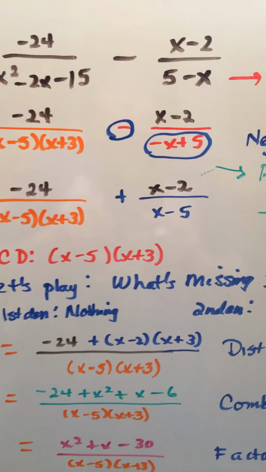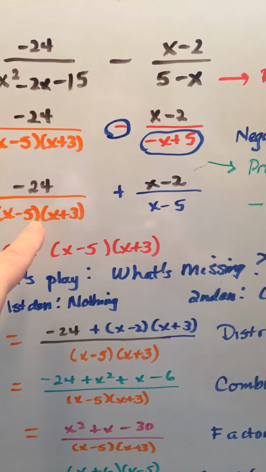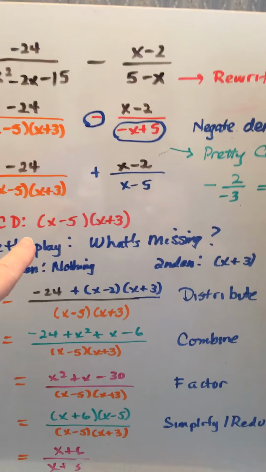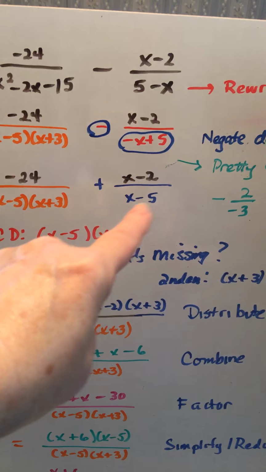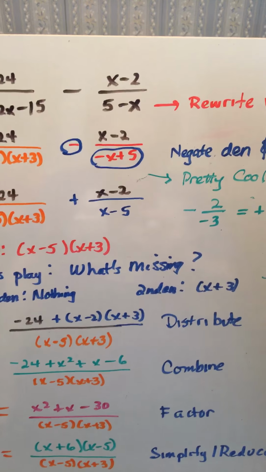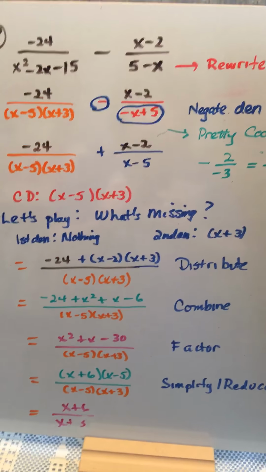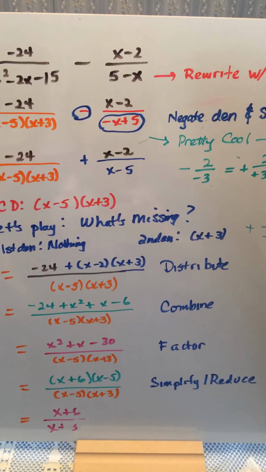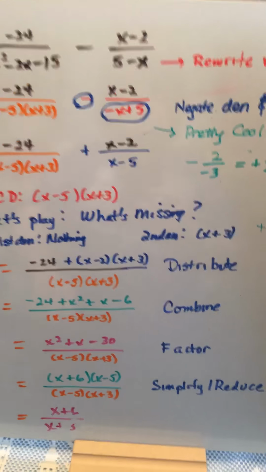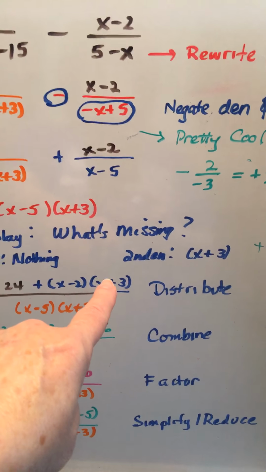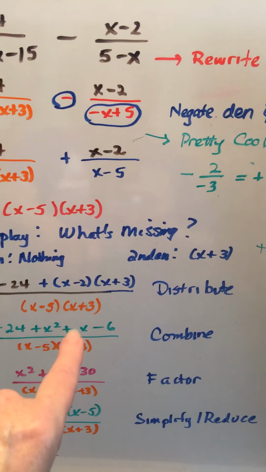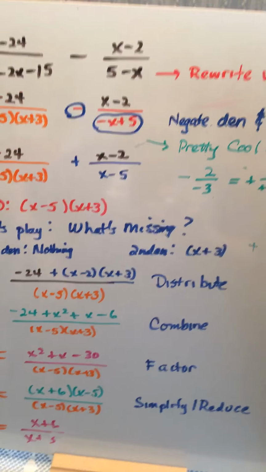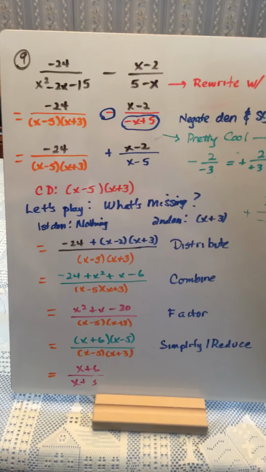And so now I have the fractions the way I want. My common denominator is the first one. So when we play what's missing, the first one isn't missing anything, but the second one's missing x plus 3. Now when I distribute, I've got a binomial. So you have to do first, outers, inners, last. But since this is an easy one, we know it's x squared. We can just add those two and get positive x, then multiply those two and get negative 6. We were used to doing that for factoring.